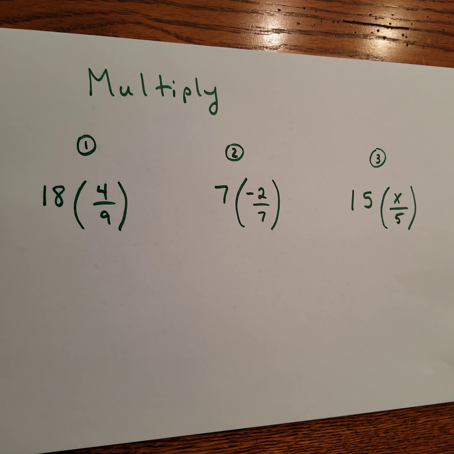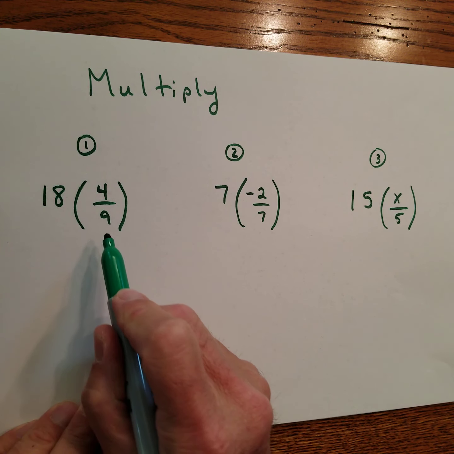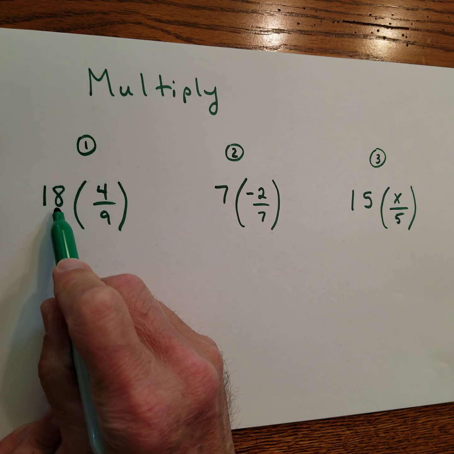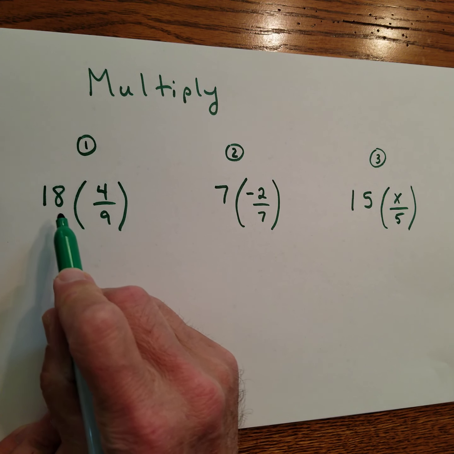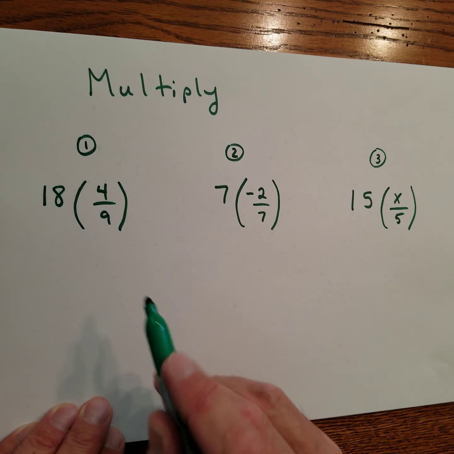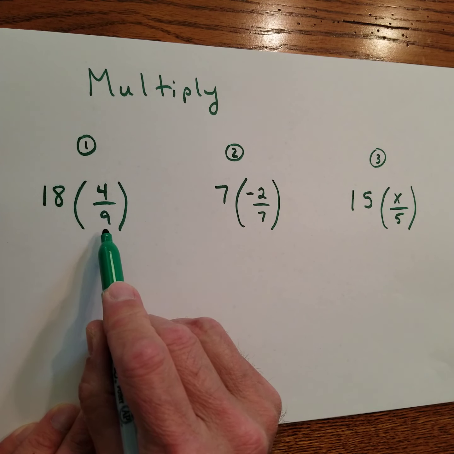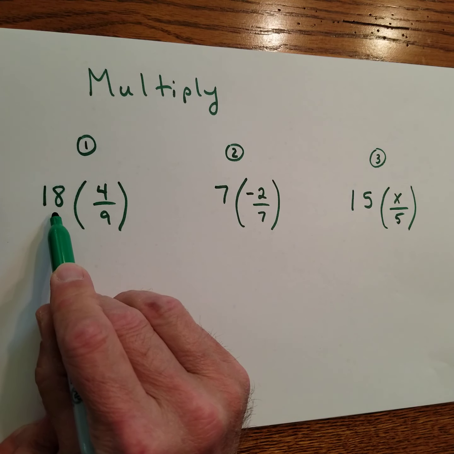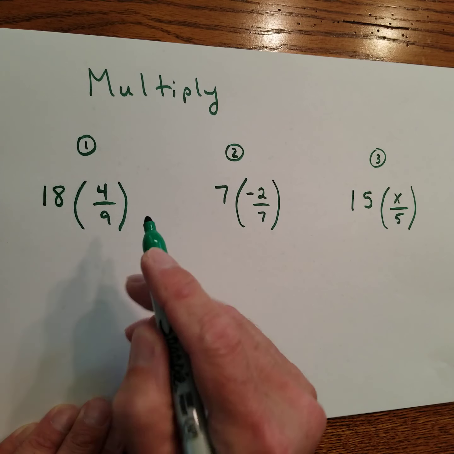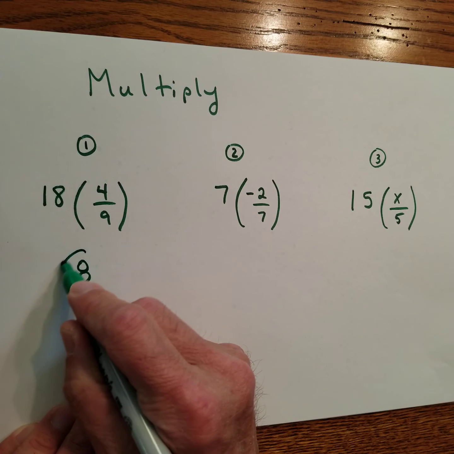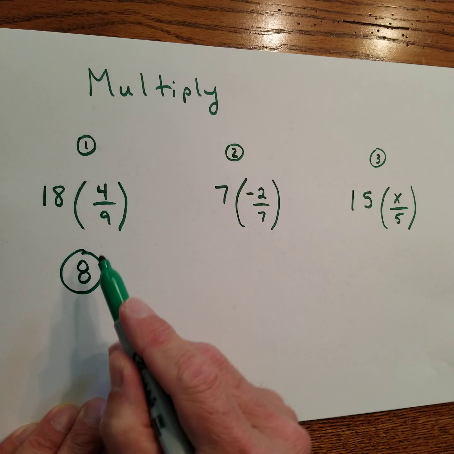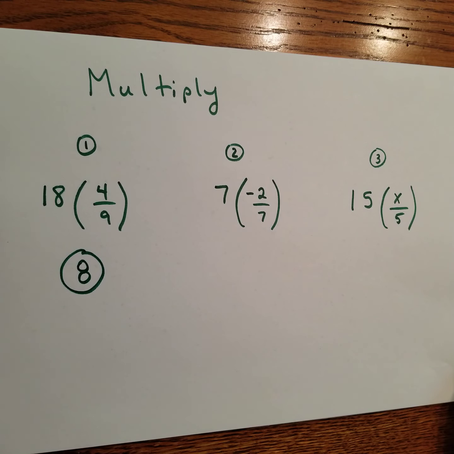Look at number 1. What we want to do is reduce the 9 and the 18, but 9 goes into 18 evenly. So it's how many times does 9 go into 18? That's 2. And 2 times 4, that's 8. Done. Write the problem down, put the answer underneath it.